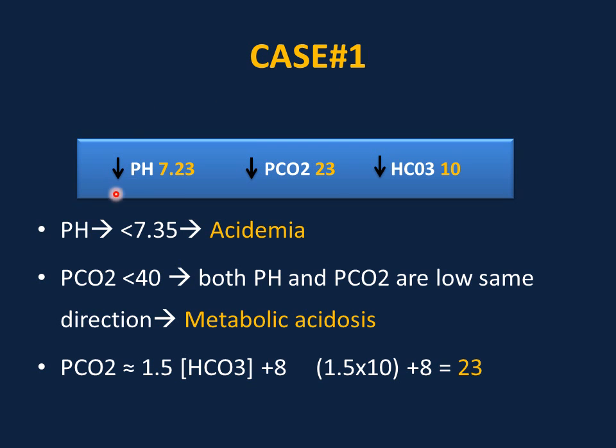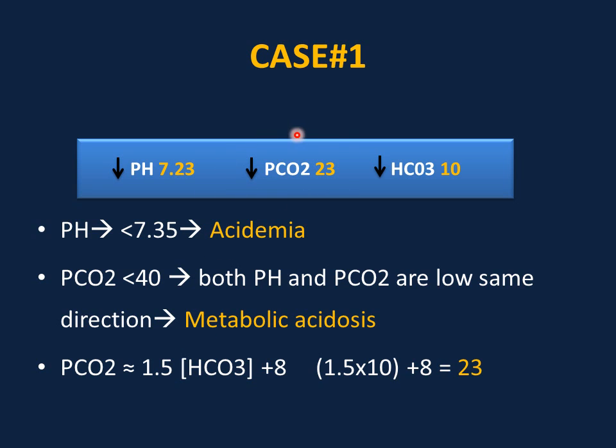Case number 1. The ABG here shows pH 7.23, the PCO2 is 23 and the bicarb is 10. Step number 1, check the pH. The pH is 7.23, which is less than 7.35. This is a case of acidemia. Next step is to check the PCO2. It is 23, less than 40. So this is a case of metabolic acidosis. Both of them are deranged in the same direction. And the bicarb here is low. So this will confirm this is a case of metabolic acidosis.